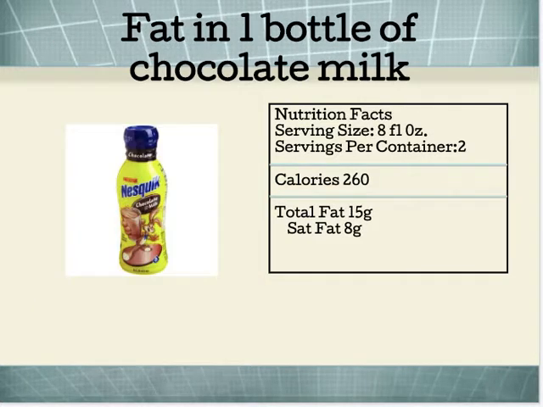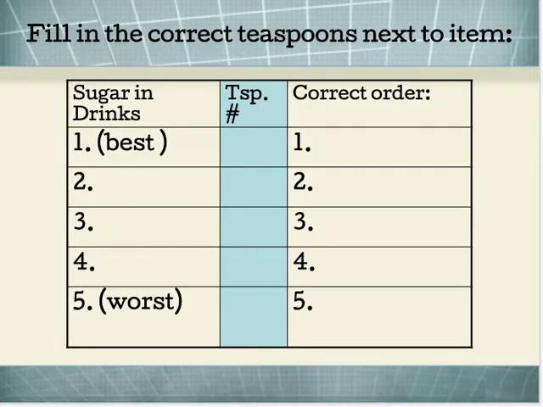And then chocolate milk has 2 servings. So here is the teaspoons that you can be writing in there as well. The correct order on the right, that you figure out how well did you do.